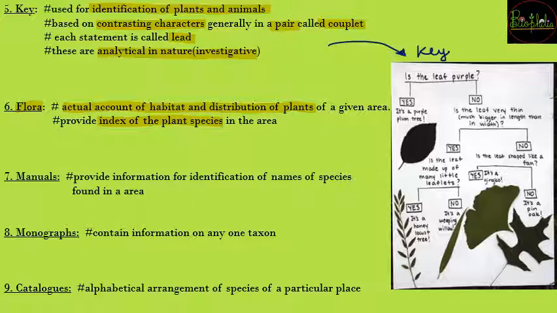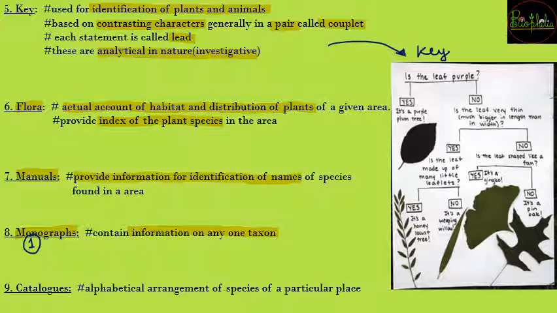The seventh aid is going to be manuals. Manuals, as you know, they are going to provide information for identification of the names. सिर्फ नाम identify करने के help आएगा the manuals. The eighth is going to be the monographs. Mono का meaning होता है one, so you are going to have the information regarding any one taxon only. एक ही taxon के बारे में information होगी in the monographs.